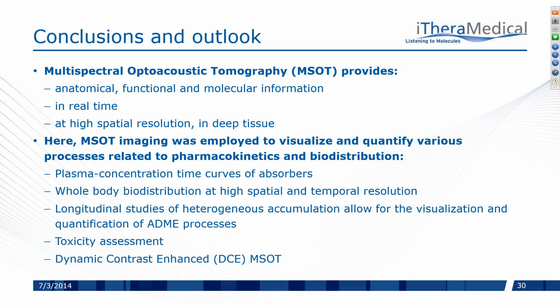We can look at the absorption, distribution and excretion of various compounds, and we can use that type of information, especially the kinetic information, to assess the toxicity. And lastly, we can create parametric images by employing DCE MSOT, which can give a very powerful and unique look at how certain kinetic processes are occurring, which gives a new level of information on, for example, the tumor status.